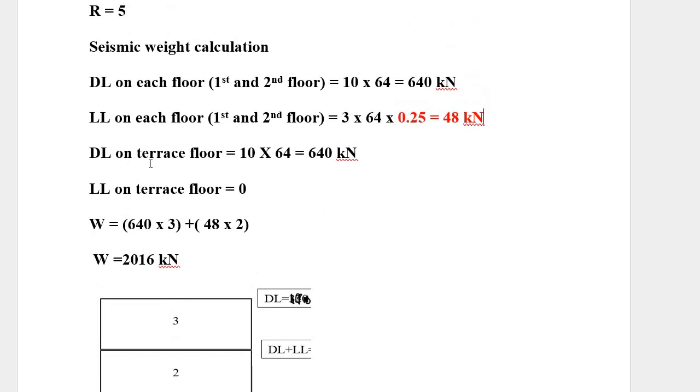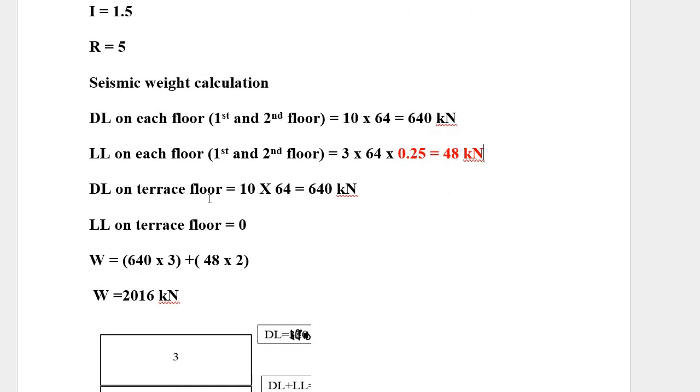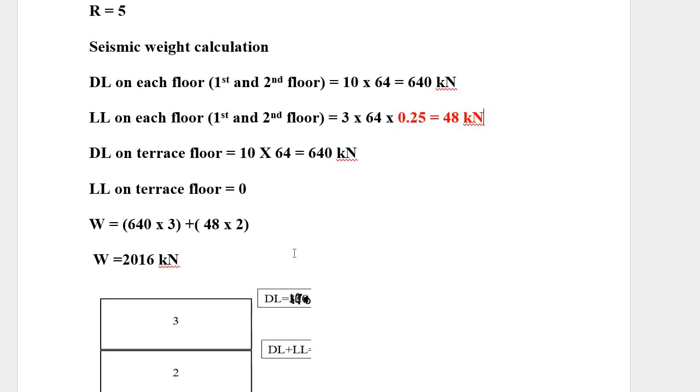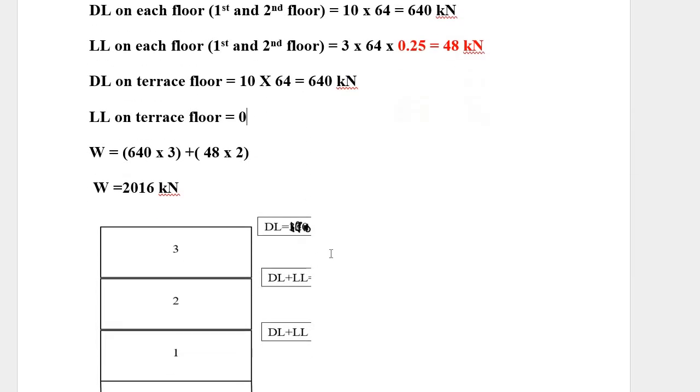Then the load on the terrace is calculated separately, don't get confused. Dead load, sorry, not live load, I'm talking about the dead load, sorry for that. Dead load on the terrace floor is 10 into 64, that is 10 into 8 into 8, we will get 640 kilonewton. The live load on the terrace will be 0. There is no live load on the terrace. As I told, this point is important, this is 0.